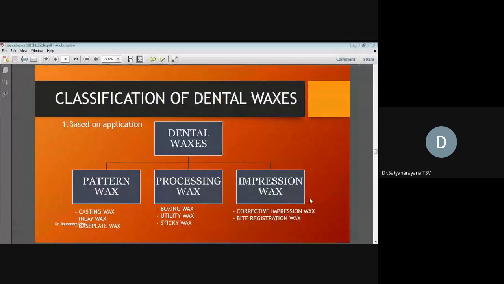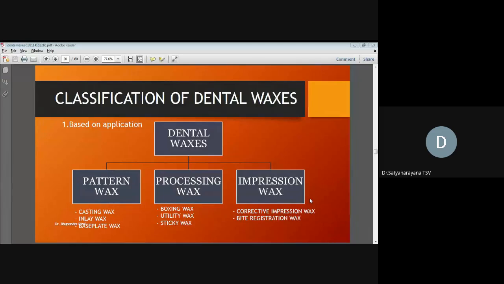How is it classified? Pattern wax, processing wax, and impression wax. So the classification of dental wax is based on the application in dentistry. Under pattern wax, you will have casting wax, inlay wax, and base plate wax. Under processing wax, you will have boxing wax, utility wax, sticky wax, carding wax, and all those. Impression wax is usually used for correcting impressions, that is corrective impression waxes, and bite registration waxes.